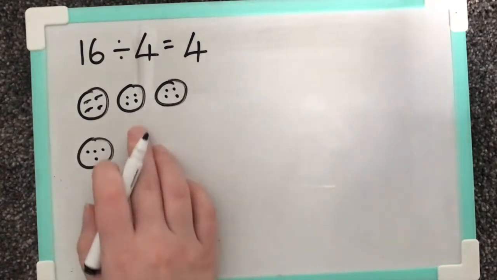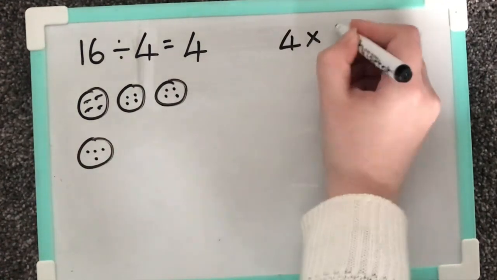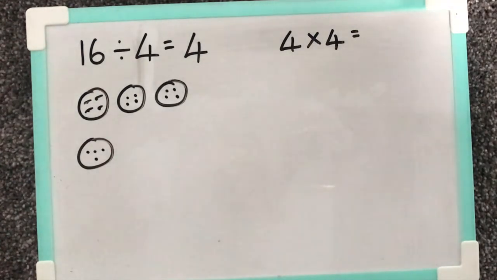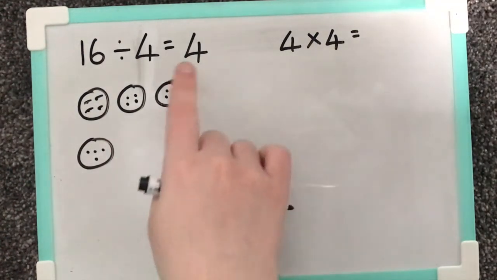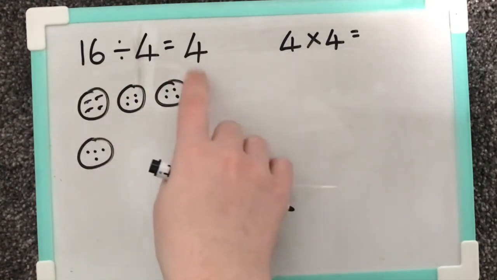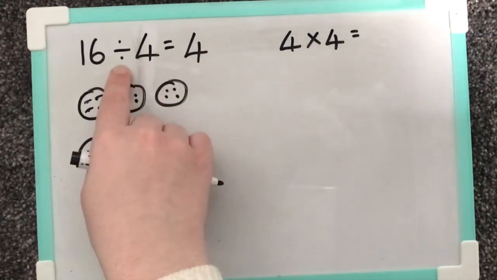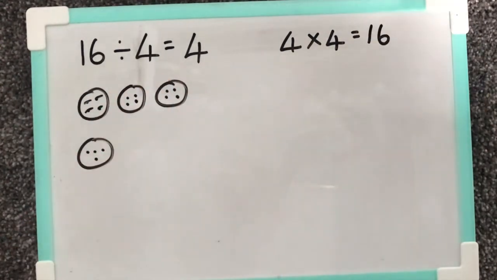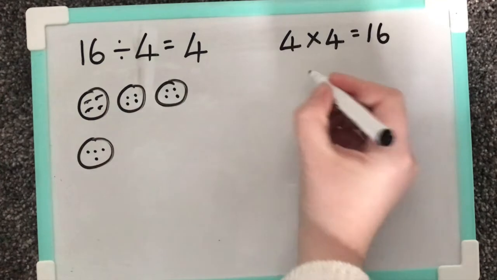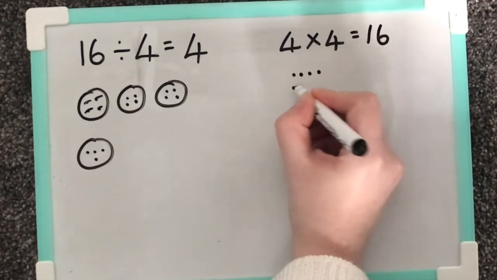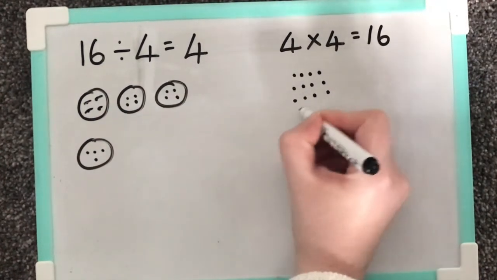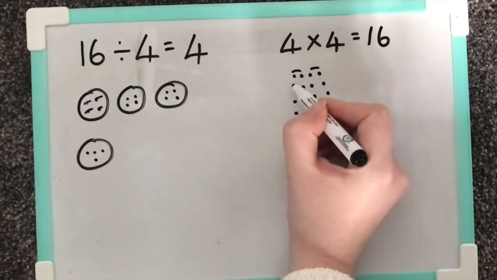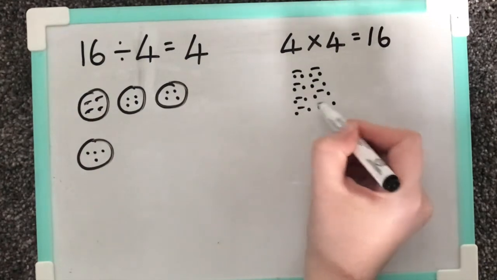Now to do the inverse, I have got 4 groups of 4. And maybe we don't know how to count in 4s yet, but that's okay, I'll show you a trick. Inverse is going backwards, so you could just do 4 times 4 equals 16. Because if we counted all of these dots, we would have 16 dots. Just like if we were to do an array, we would have 16 dots there. 2, 4, 6, 8, 10, 12, 14, 16.